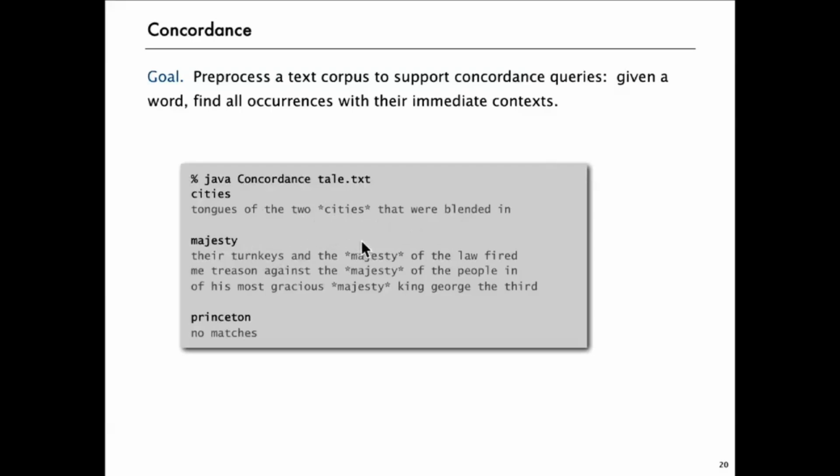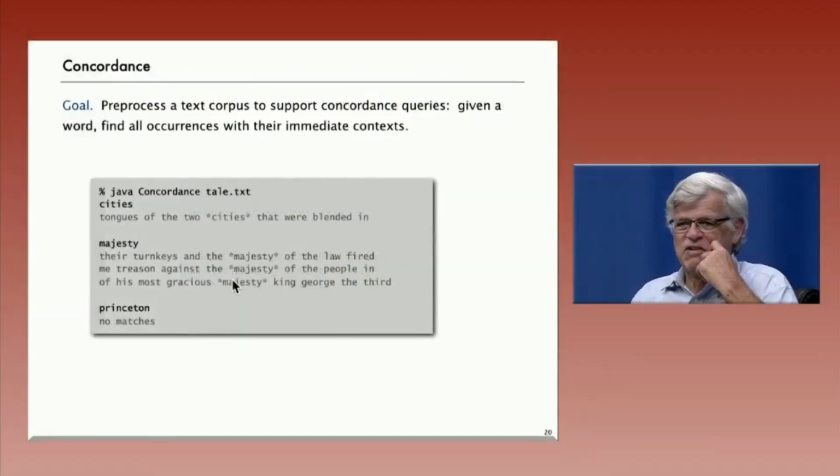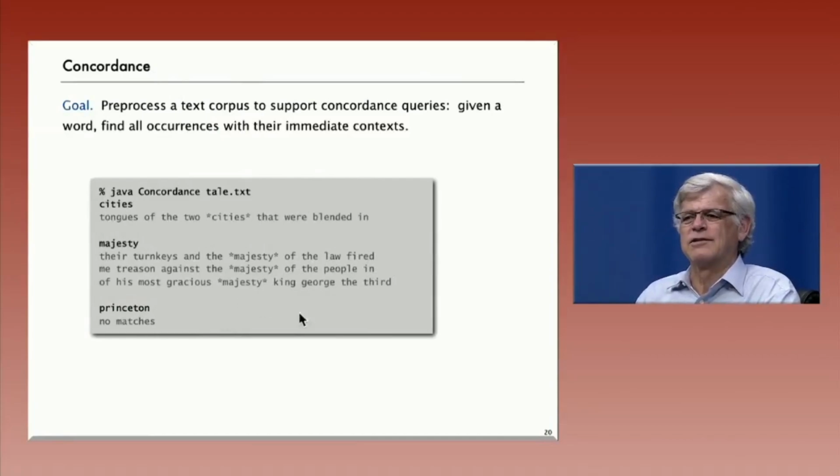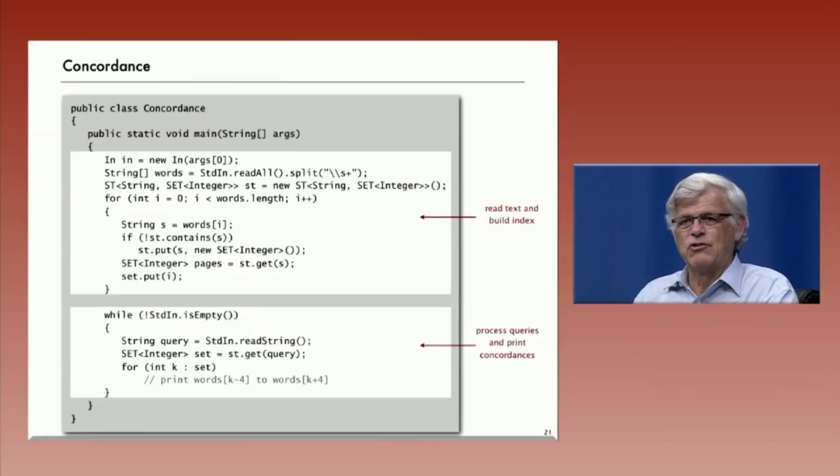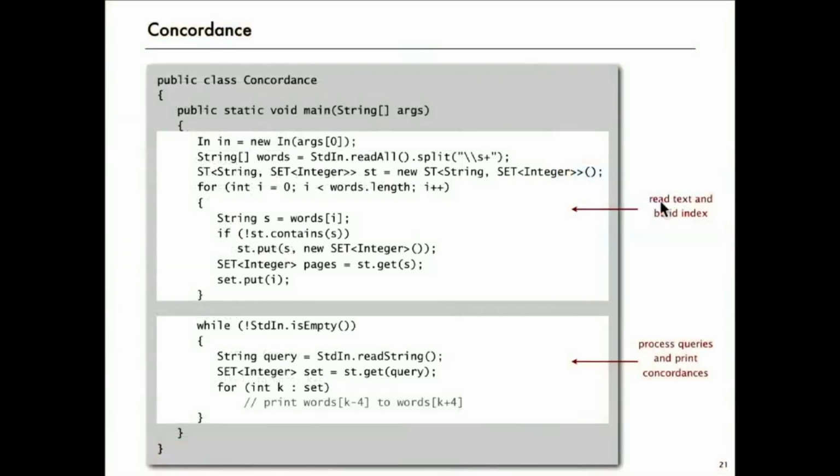The word majesty appears in three places, and there's the context. And while this is a very special case of what you're very familiar with in web searches, where you type in a word and then you get places where that word appears in context. Again, our symbol table API provides an easy way to implement this. This is a concordance client that does the job.